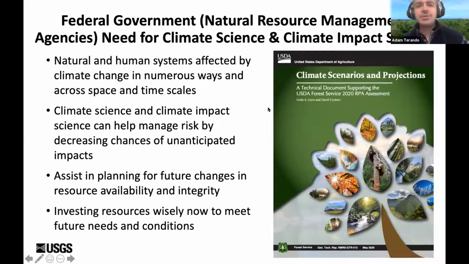But overall, one thing we tried to establish in the report was the need for climate science and climate impact science in the federal government as it applies specifically to natural resource management. And again, the federal government has a responsibility to manage these resources. Sometimes it's to manage, sometimes it's to protect, sometimes it's to prevent things like endangered species from going extinct. And so the federal government has a duty and an obligation to plan for the future so that we can make wise decisions, manage the public resources wisely, and make sure we're meeting our obligations for trust species and trust systems.